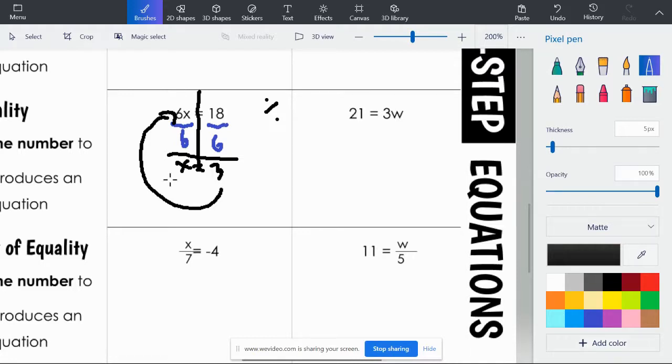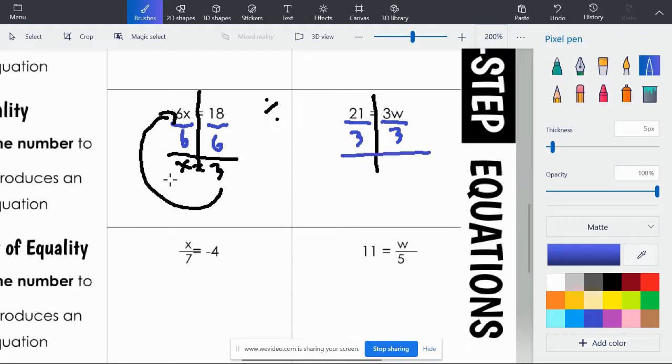All right, next one. 21 equals 3 times w. Same exact thing we're going to do here. We're multiplying w times 3. That's what's being done to it. We have to do the opposite, or the inverse. So we're going to divide by 3. 3w divided by 3. We do something to one side, we have to do it to the other to keep the equation equivalent.